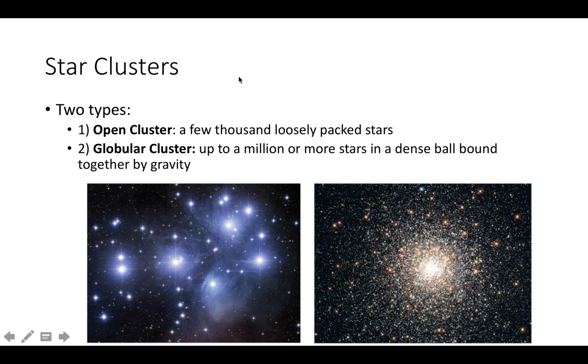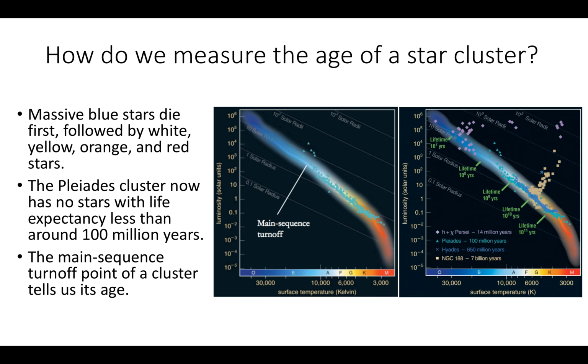Okay, finally, we have star clusters. There are two types: open clusters, where there's a few thousand loosely packed stars, and globular clusters, where we can have more than 1 million stars in a dense ball, and they're all held together by gravity. We can measure the age of star clusters based on comparison to other stars, but we know that massive blue stars will die first, followed by white. Then we have your yellow, orange, and red stars.